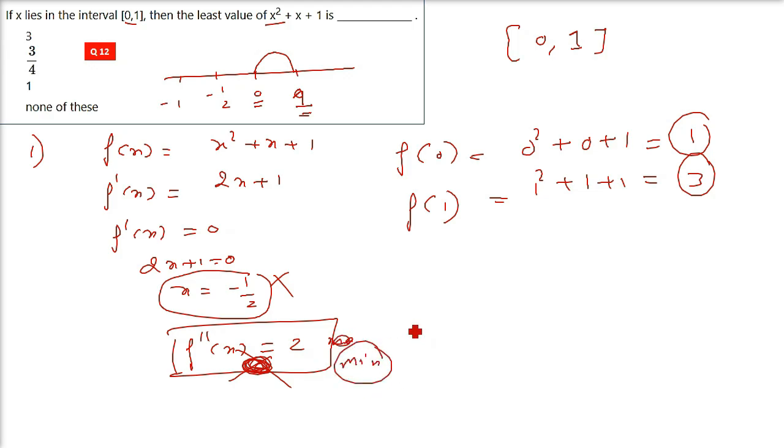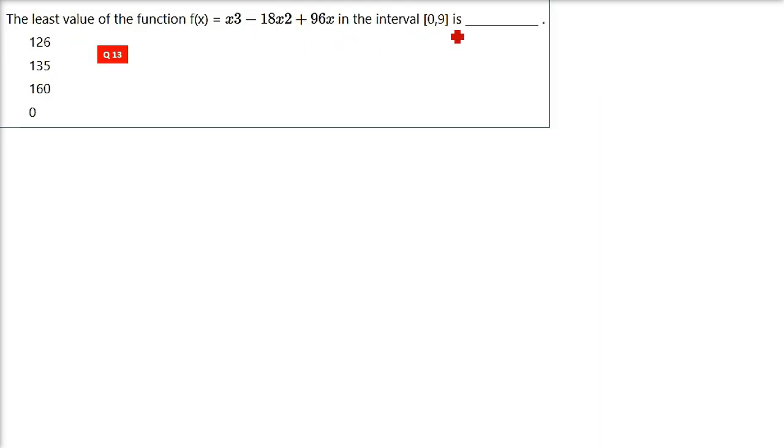2 is positive, and positive means you are going to get a minimum value. And the minimum value is at what value? x equals minus half, but x equals minus half is not in the interval. So you can check only at 0 and 1, and f(0) will give you 1. So that is the least value of the function in this interval.